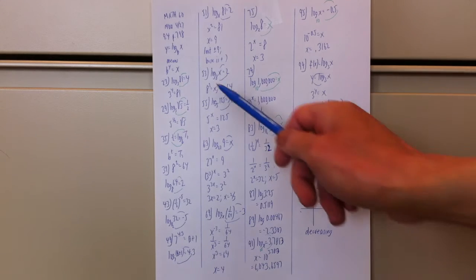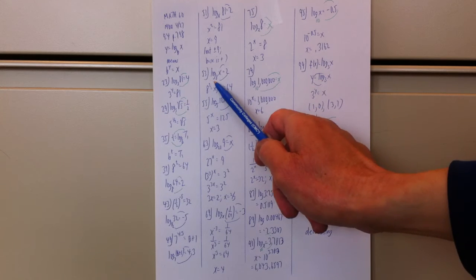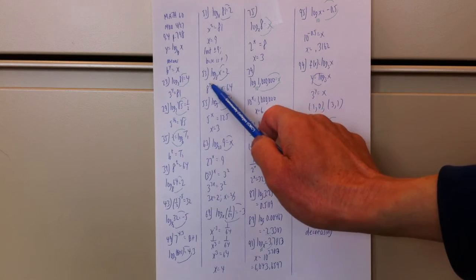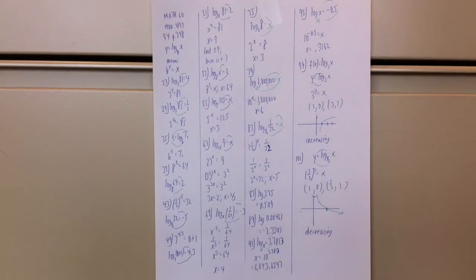Okay, number 53, log base 8 of x equals 2. Unscramble it. Exponent is 2. The base is 8. 8 squared equals x, so that means x is equal to 64.